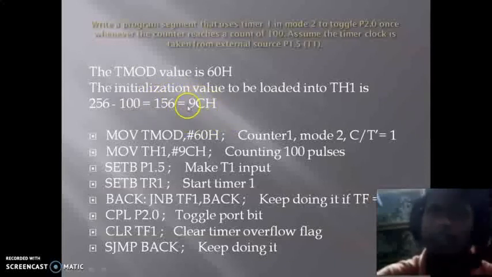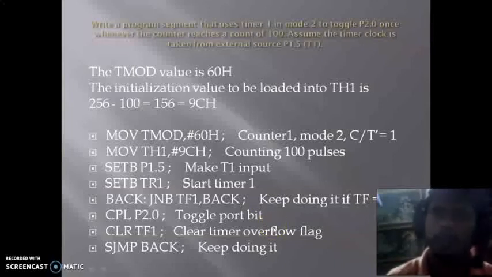Now in this program, basically we are taking mode 2. Mode 2 means 8-bit auto-reload mode, so we have to store the 8-bit count into TH1. Now 100 pulses we have to count, and after that P2.0 will be complemented, means once the complement of P2.0 will be done.